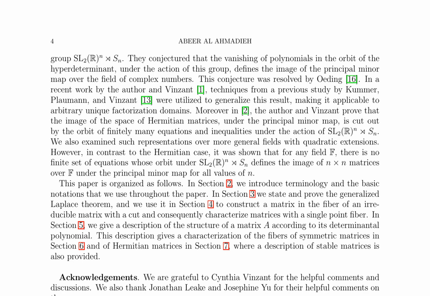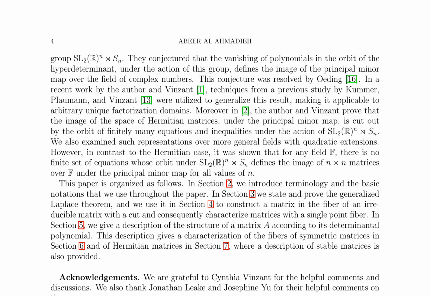The research paper builds upon previous works by the author and Vincent, which generalized the results of Odin and others on the orbit of the hyperdeterminant under the action of the group SL2, R, and Sn. The authors showed that the image of the principal minor map over arbitrary unique factorization domains can be defined by the vanishing of polynomials in the orbit of the hyperdeterminant.